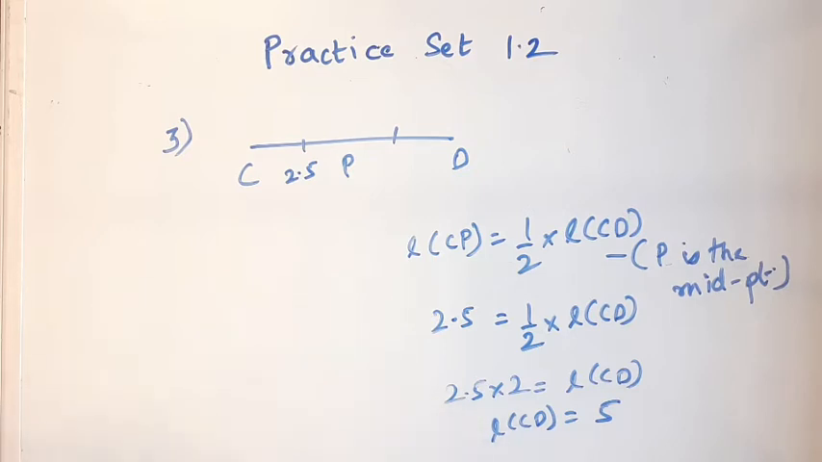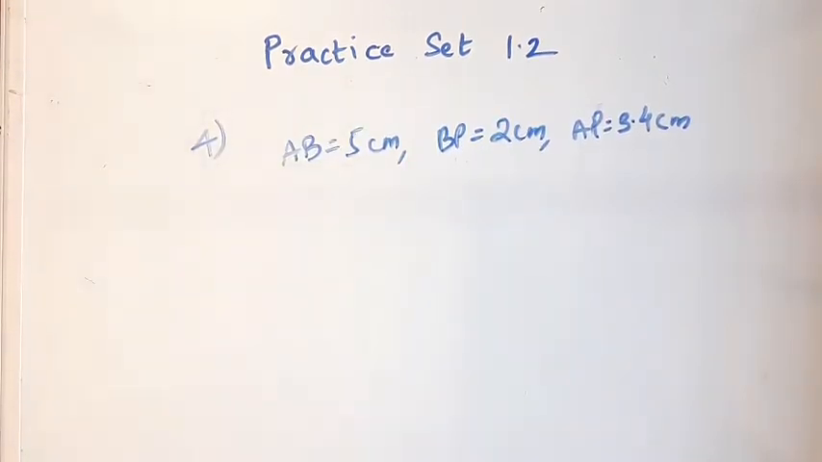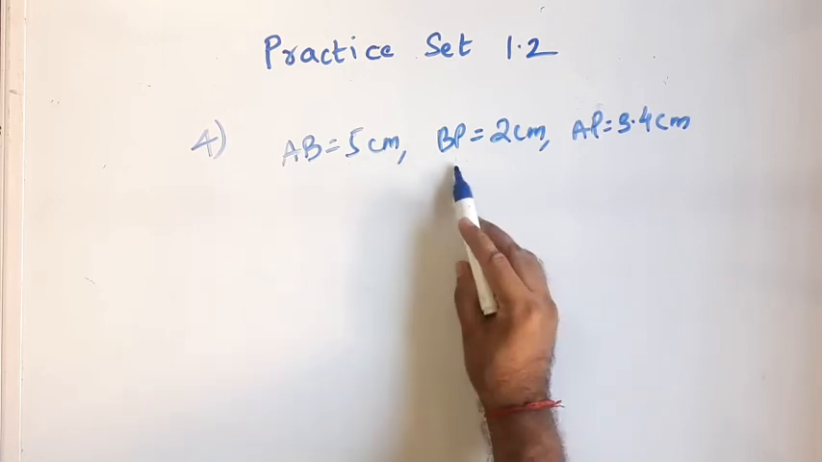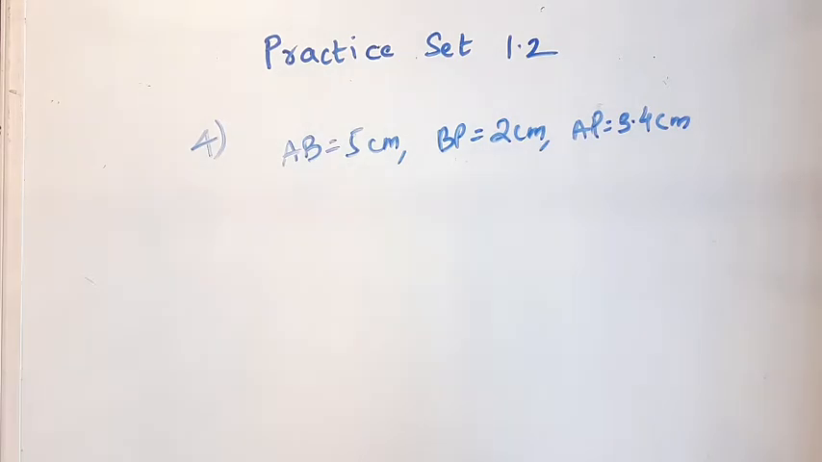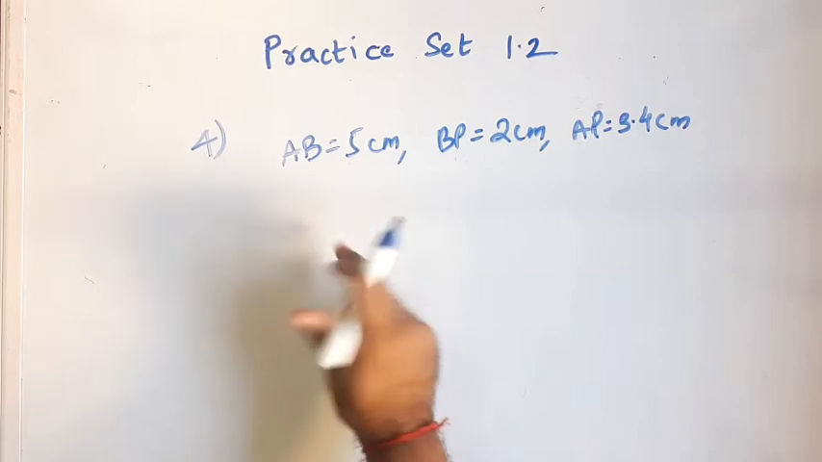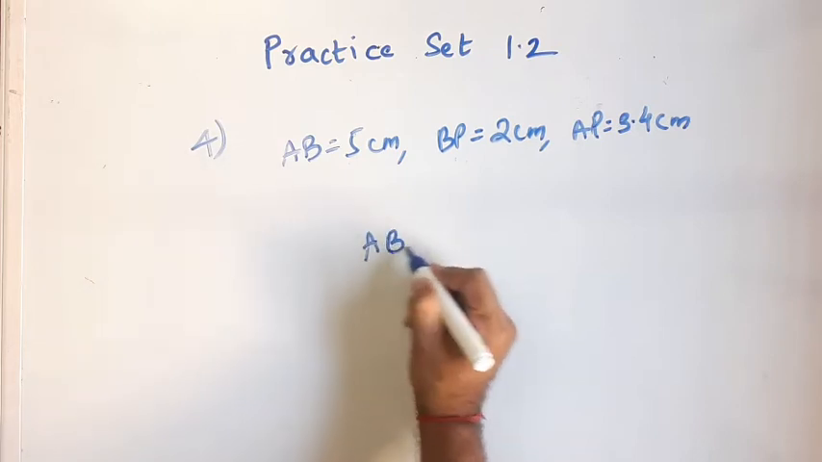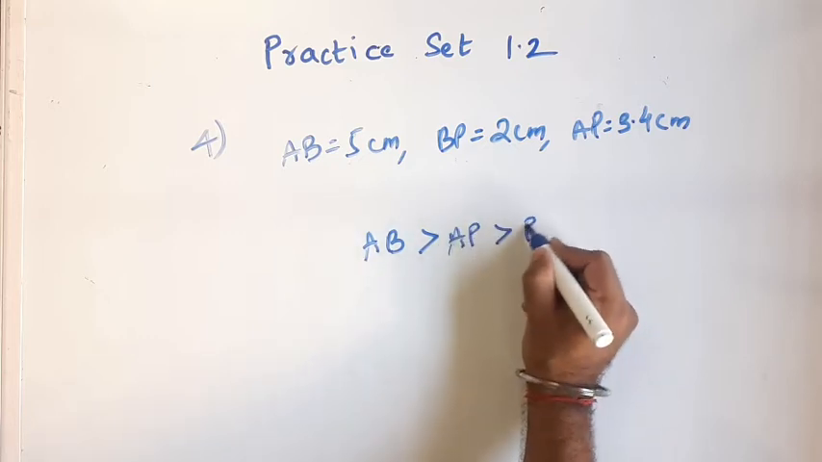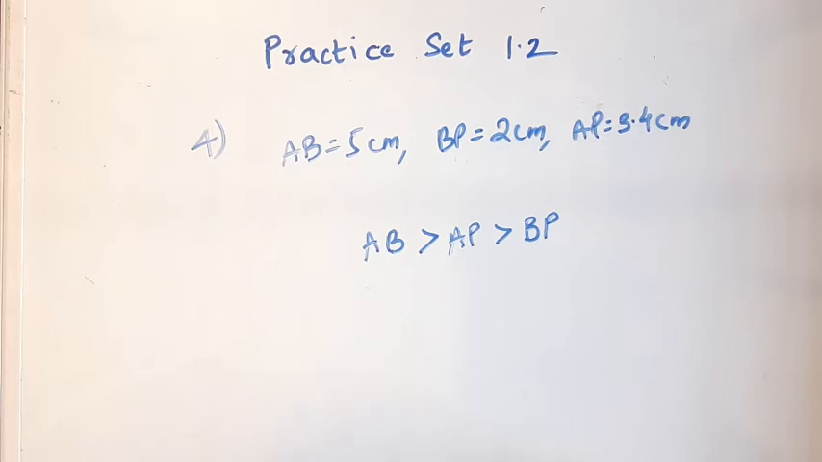Okay, so now fourth one, children. Three segments are given where AB is 5, BP is 2 centimeter and AP is 3.4 centimeter. So what we have to do is compare the segments. Which one is the biggest one? AB. So I can simply write AB is greater than AP is greater than BP. You can write this in descending order or you can write this in ascending order. That's it.